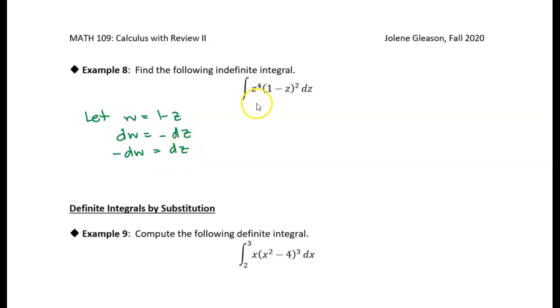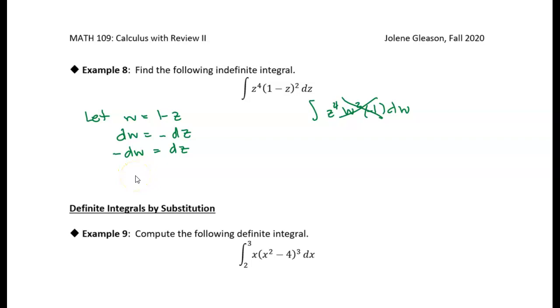But if I make that substitution, I can replace this 1 minus z with w squared. I could replace the dz with negative 1 times dw, but I still have this z to the fourth, and I don't really have a good way of replacing that with something in terms of w. And I can't take the derivative if I've got two different variables here. So this is not going to work. Substitution is not going to help in this case.